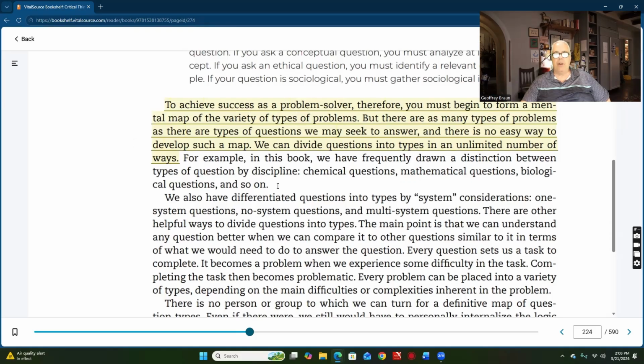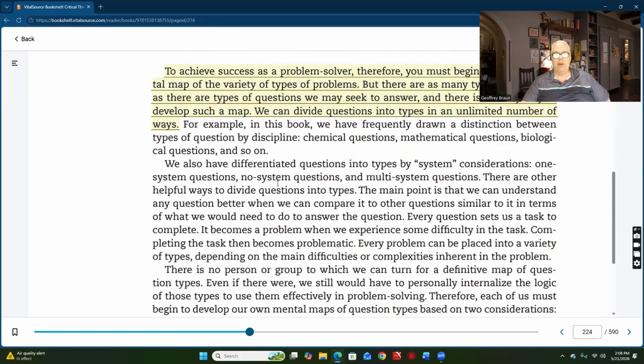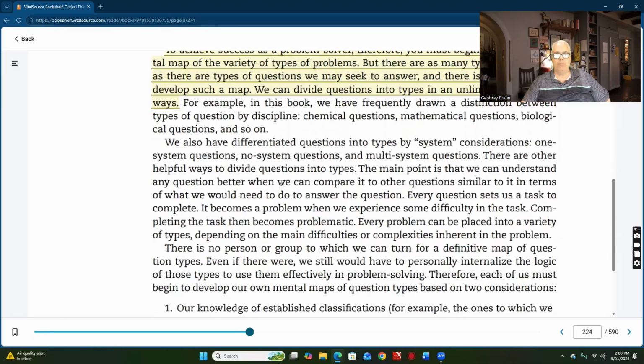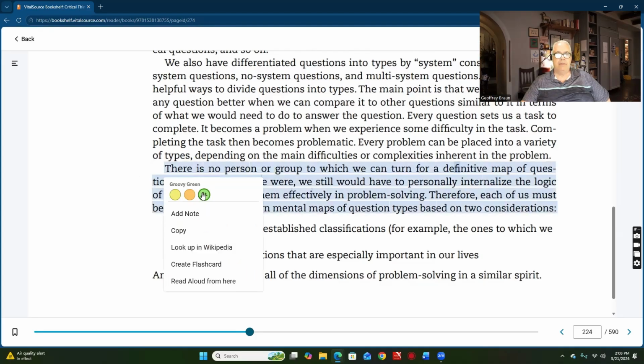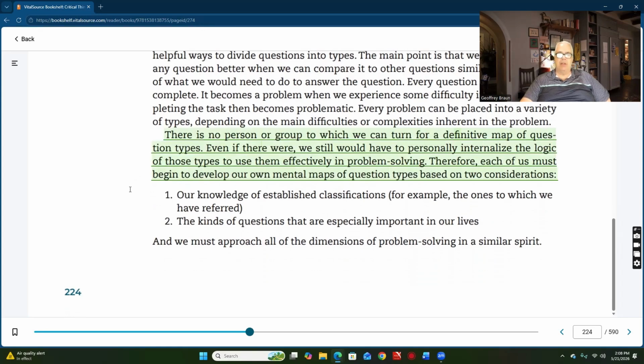For example, in this book, we have frequently drawn a distinction between types of questions by discipline, right? We also have differentiated questions into types by system, true, right? There is no person or group to which we can turn for a definitive map of question types. Even if there were, we still would have to personally internalize the logic of those types to use them effectively in problem solving. Therefore, each of us must begin to develop our own mental maps of question types based on, there it is again, consideration, our knowledge of established classifications, the kinds of questions that are especially important in our lives. Right?